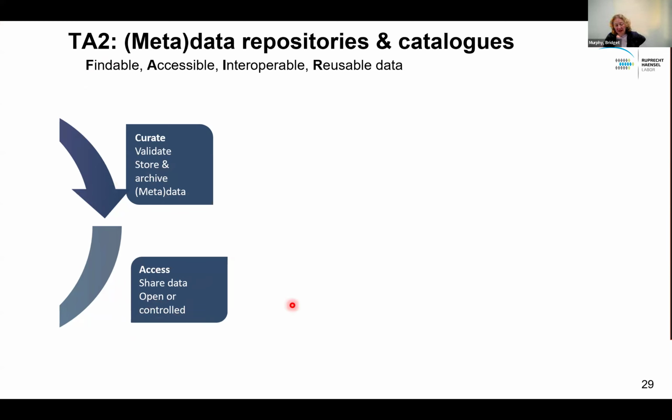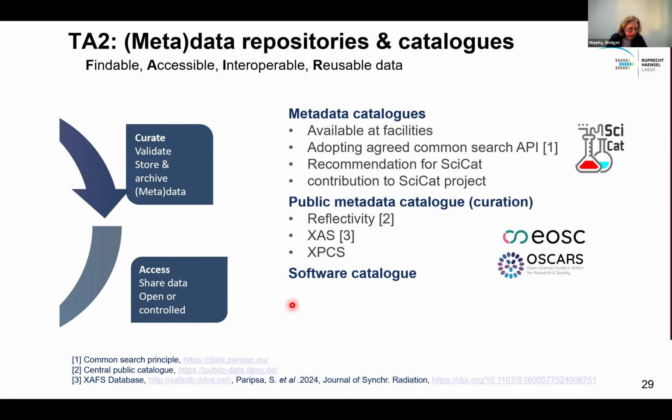For example, as standard in Europe, we have a 3-year embargo period, and after that, the data is expected to be free. And so to this end, we've been working on metadata catalogs, which are now available at all the facilities here, adopting agreed common search APIs. We came up with a recommendation for SciCat as a metadata catalog. It's running here at DAISY and at MLZ.